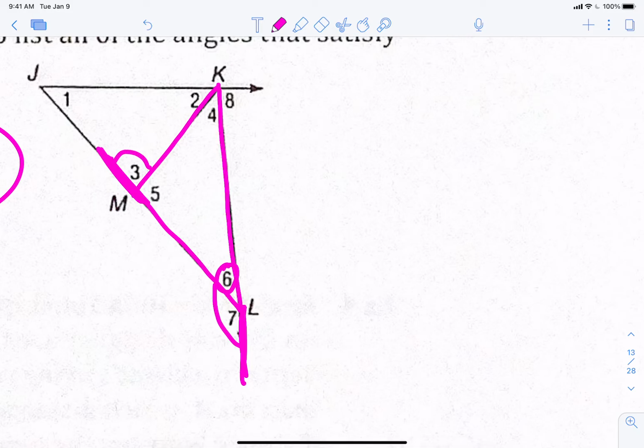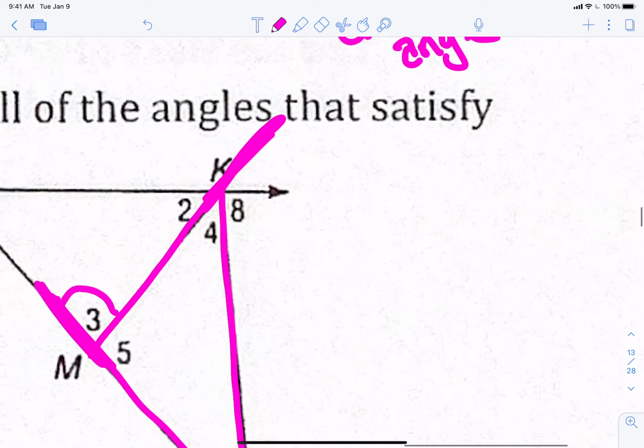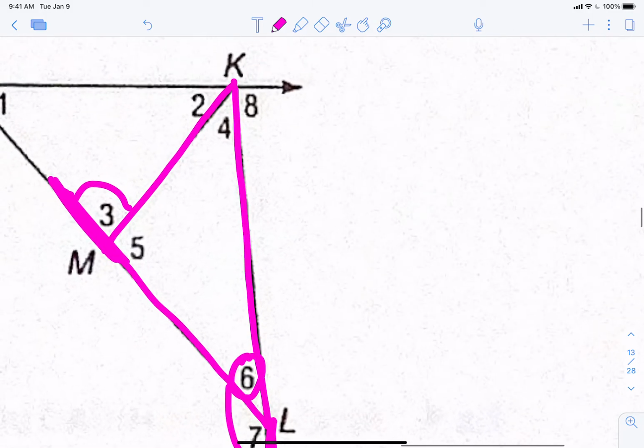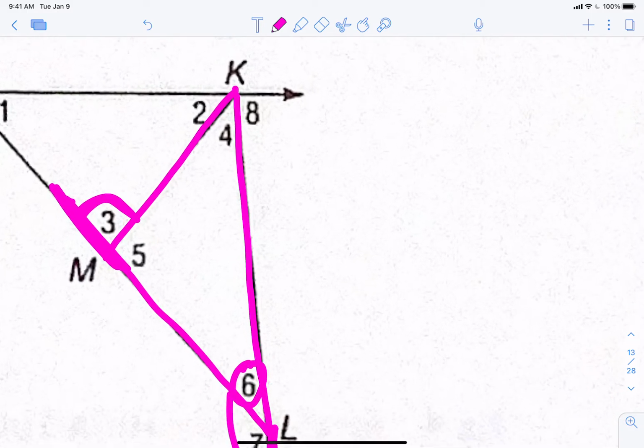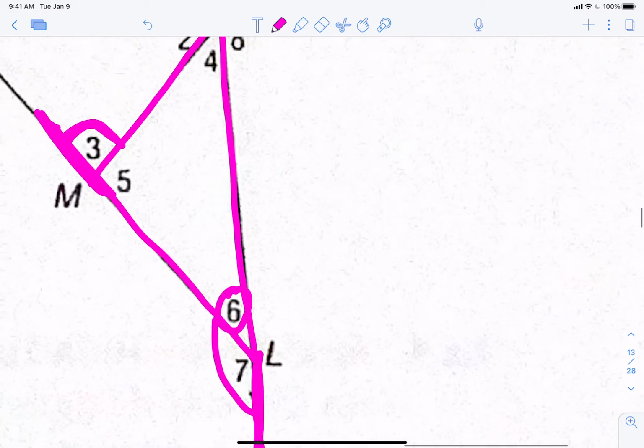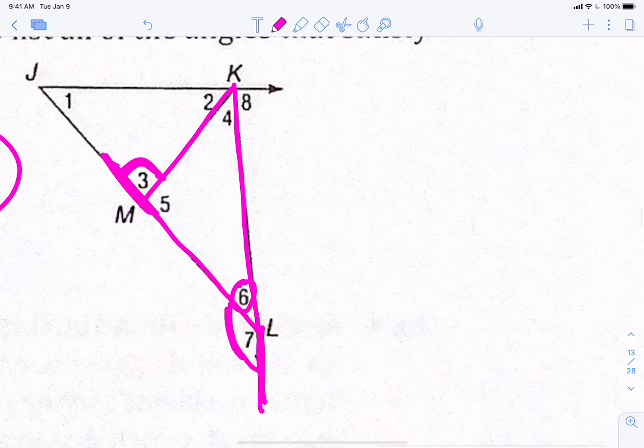Now, 8 isn't really an exterior angle to this triangle, because 8 jets off this way. It's got to either be this line extended out or this line extended out. 2 is not either, because in order to be an exterior angle, it has to extend one of the sides. So the only two exterior angles we have are 3 and 7, okay?